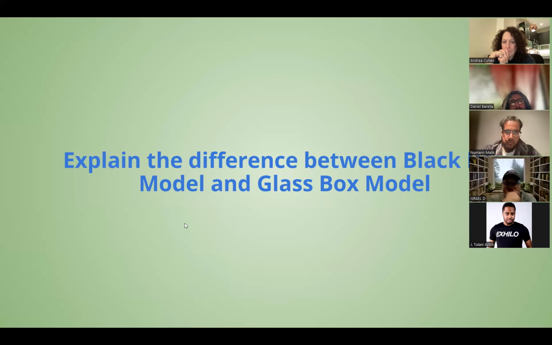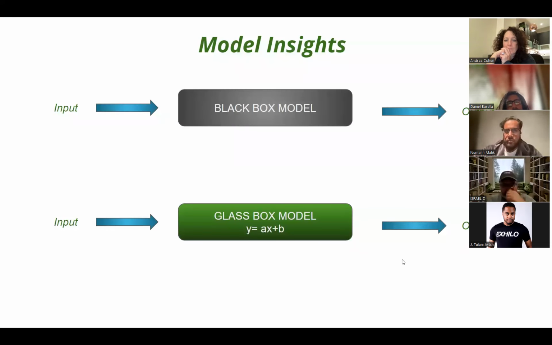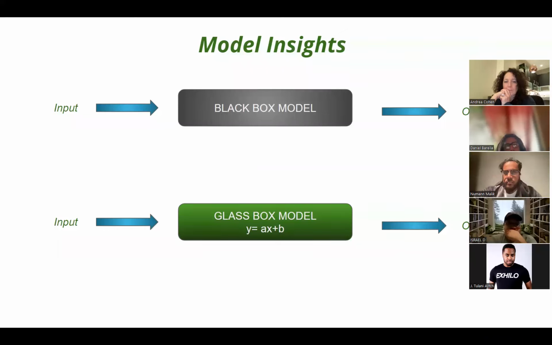First of all, we will explain the difference between black box model and glass box model. Here, this is the top level view of what is black box and what is glass box. This is the input of your data, this is your model and this is the output. Your model is working at its end and giving you the output, but we can't see anything inside. You don't know what is happening inside. So these kinds of models are known as black box models.